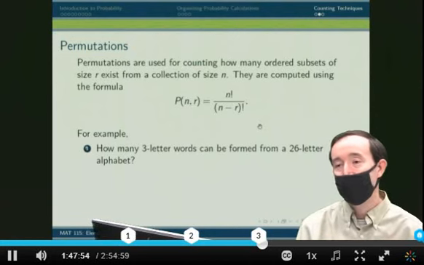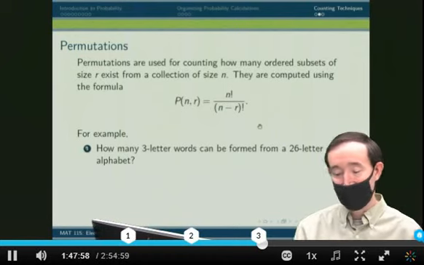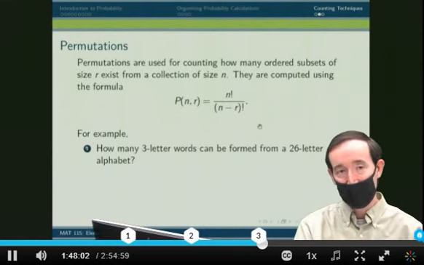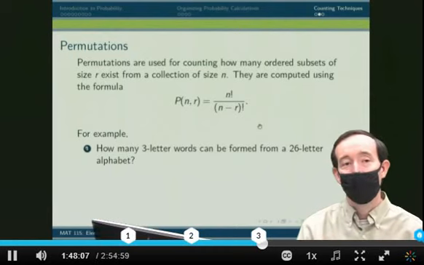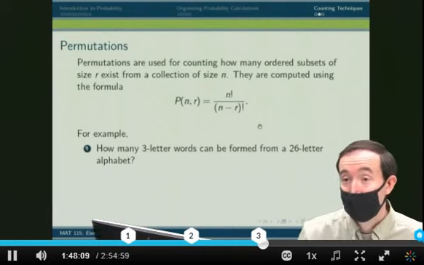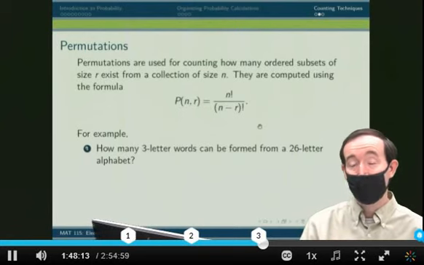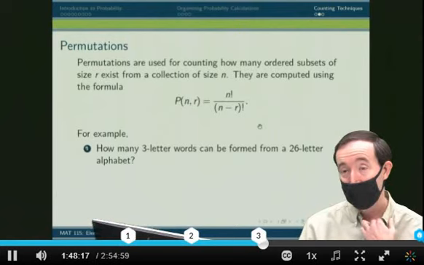Permutations are essentially the idea we were just using. Suppose I have a collection of n objects, and I'm going to select some smaller number of them and consider the order of them, right? How many 3-letter words, for instance, can I form from a 26-letter alphabet? In order to do something like that, I need to use permutations. I'll show you that particular example in just a moment.